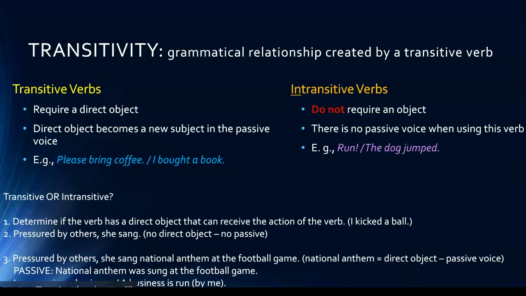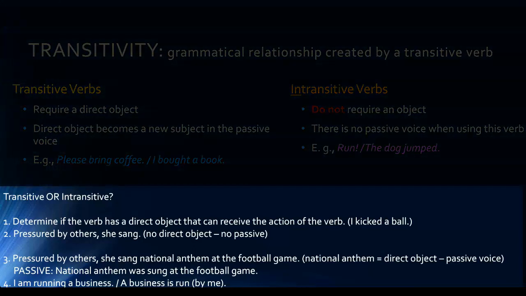Now you may ask yourself, how would I decide if the verb is transitive or intransitive? Well, you would have to determine if the verb has a direct object that can receive the action of the main verb that you're trying to use. For example, if I say I kicked a ball, I am the doer, I'm the subject, kicked is my main verb. What did I kick? A ball. So I can now convert this into passive voice by saying the ball was kicked.